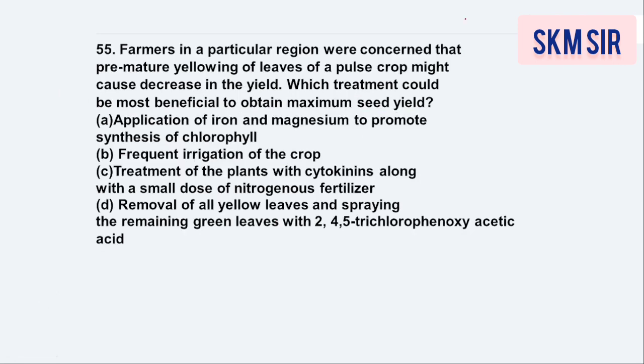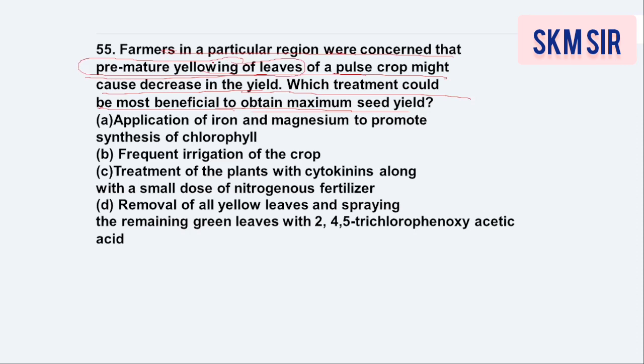Okay. Next question, that is farmers in a particular regions were concerned that the premature yellowing of leaves of pulse crop might cause decrease in the yield. Which treatment could be beneficial to obtain the maximum yielding? So what is the problem actually? It is a problem of yellowing of leaf. That is actually called as chlorosis, right? And why do chlorosis happens? You know very well, that is happening due to deficiency of some kind of elements.